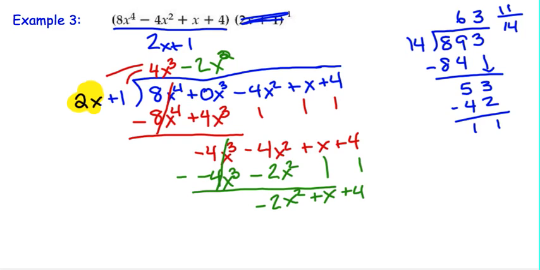And I repeat the process. 2x times what gives me negative 2x squared? Well, that's going to be negative x. So when I multiply negative x times 2x, I get negative 2x squared. And when I multiply negative x times 1, I get negative 1x. Do the subtraction. These cancel. X minus negative x is going to be 2x. Bring down my 4.